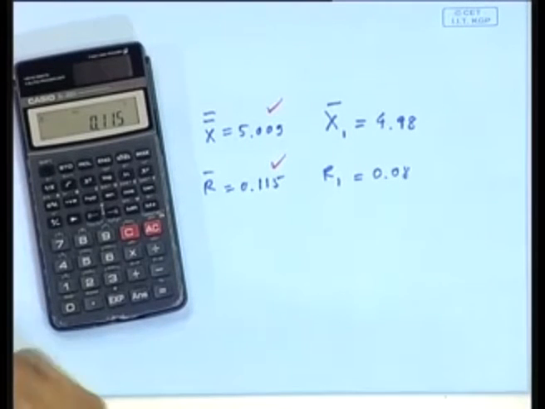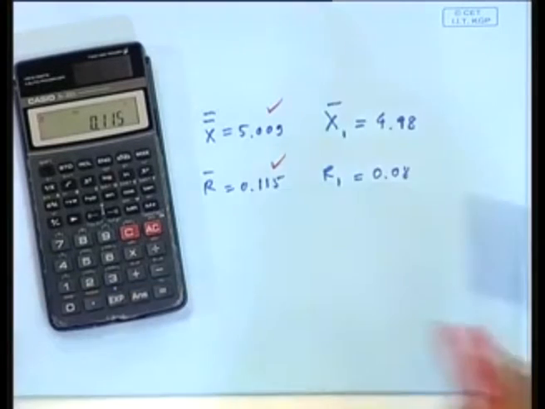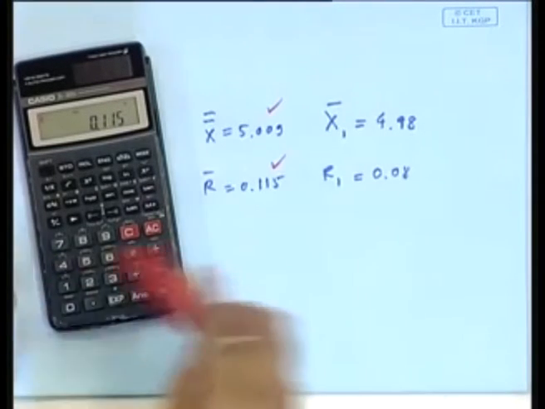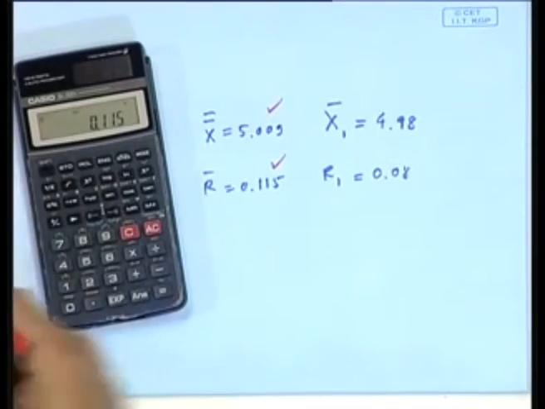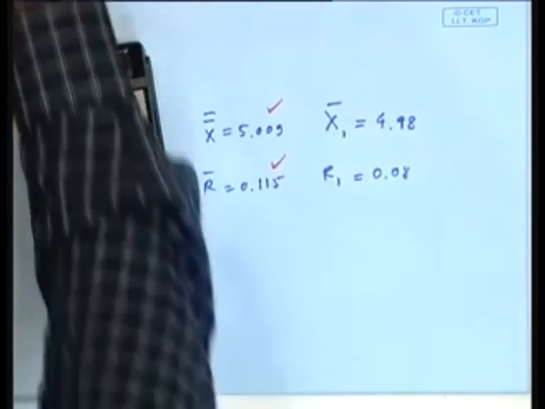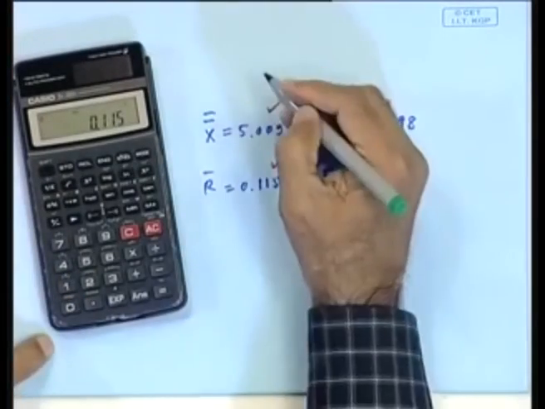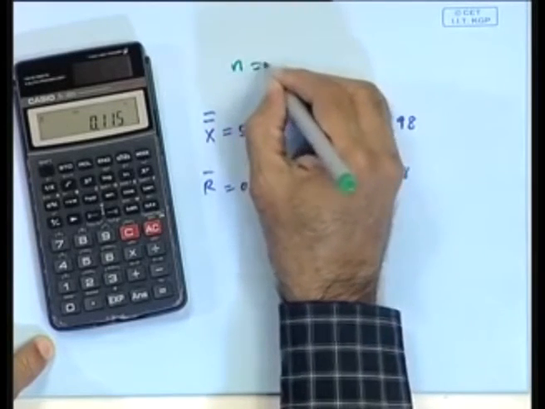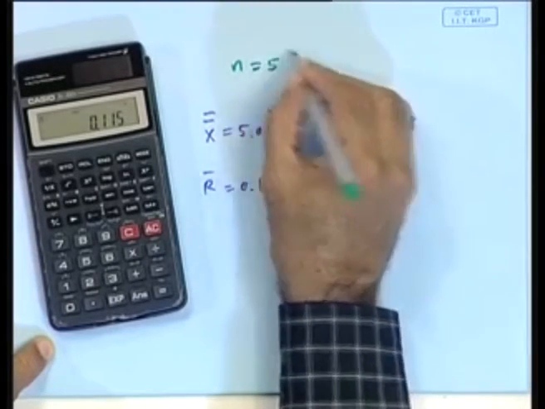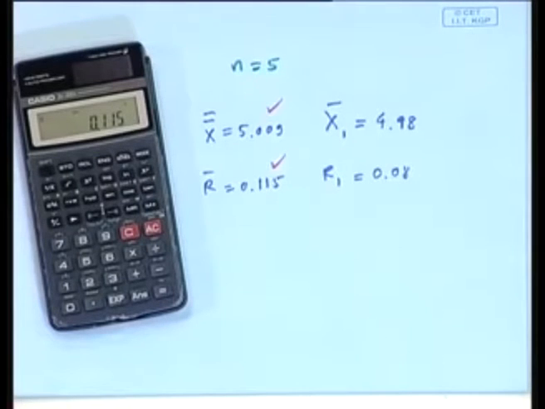The only things that I need now are some constants, and we'll find out what those constants are. And I need to remember something called sample size. What was my sample size? For this problem, my sample size was n equal to 5. N equal to 5 was my sample size. I'll be needing this quantity to find the constant A2, and there will be some other constants also in trying to find the control limit for the range chart.